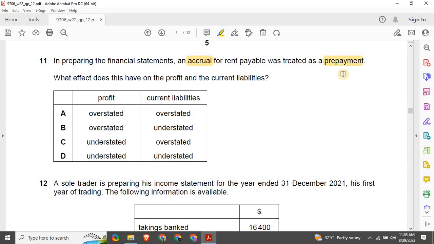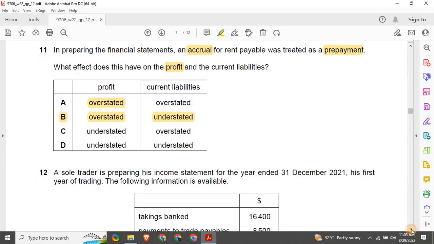Now, because of this, the expense in the form of rent is less, and if the expense is less, its effect on the profit would be that profit is overstated. Now, if you look at the liability, accrual is our liability and prepayment is our asset. It was an accrual, so we were supposed to write that down in the liabilities, but we did not. So my liability is understated. So the correct option is option B.